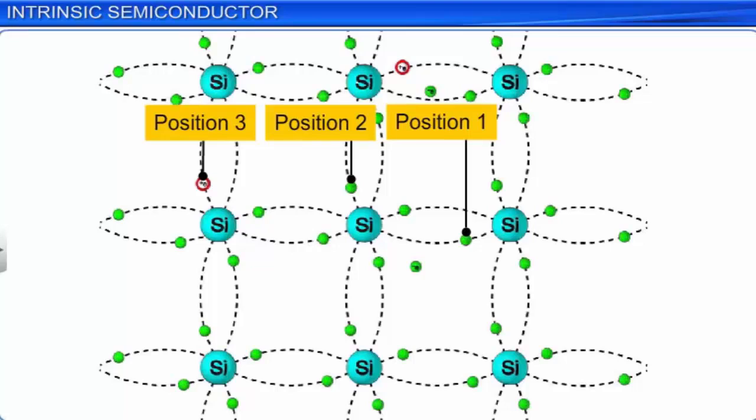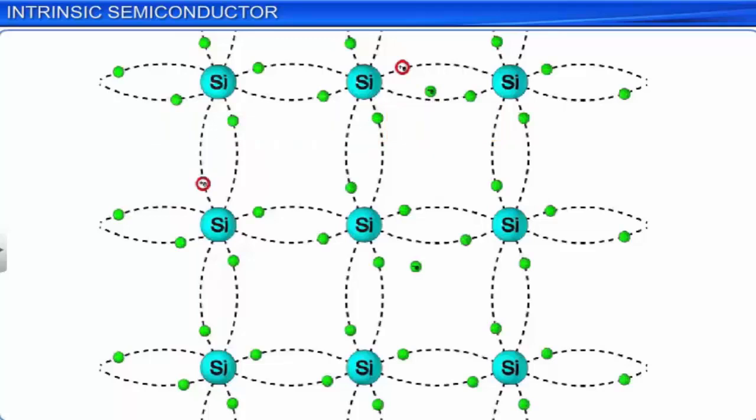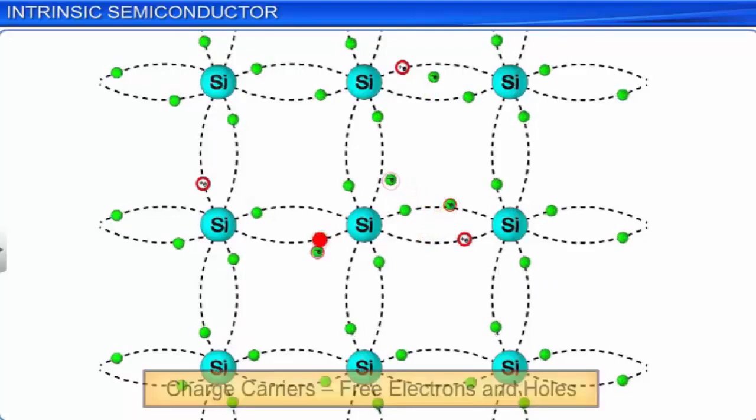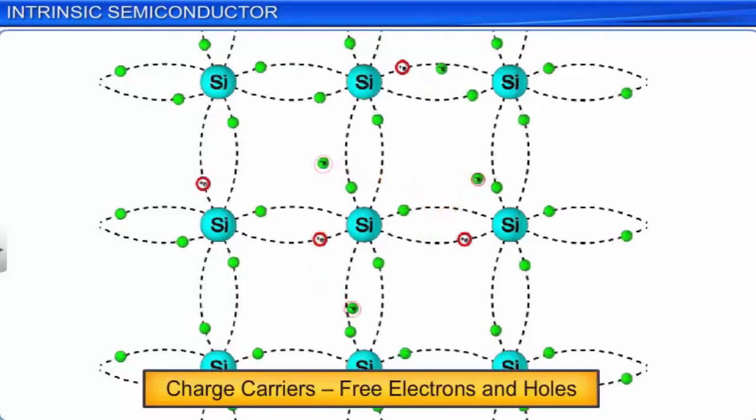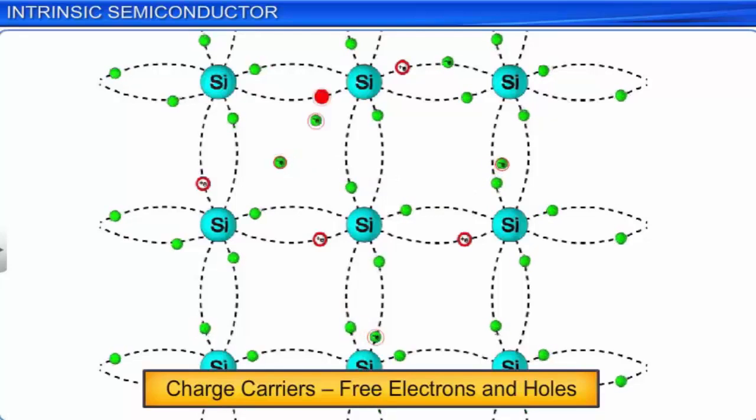As a result of such jumps of electrons across covalent bonds, the holes or vacancies appear to move across the crystal lattice of a semiconductor. Note that the movement of holes occurs because of the movement of electrons across covalent bonds in a semiconductor, and not because of the movement of free electrons. Thus, there are two types of moving charge carriers in the crystal lattice of a semiconductor: the negatively charged free electrons and the positively charged holes.